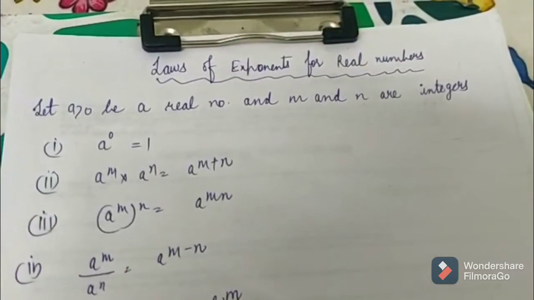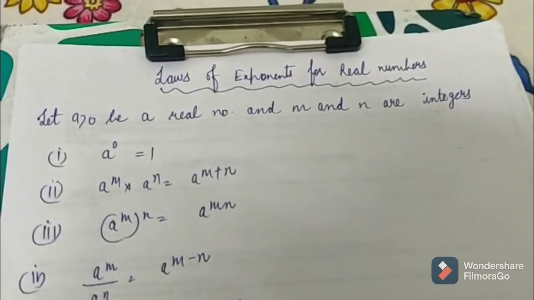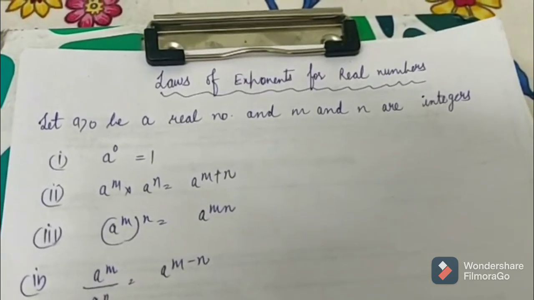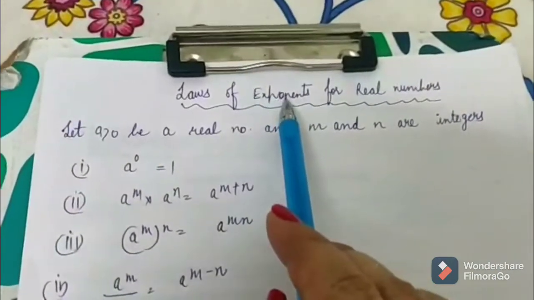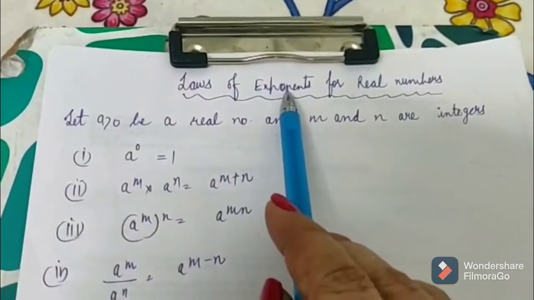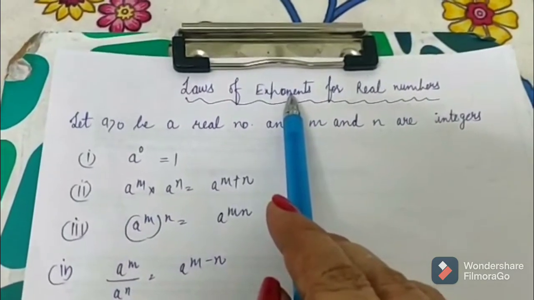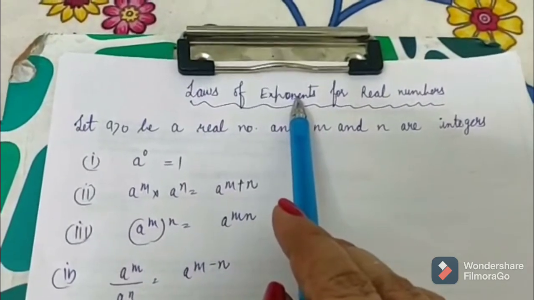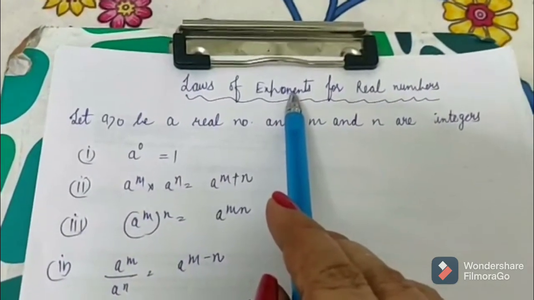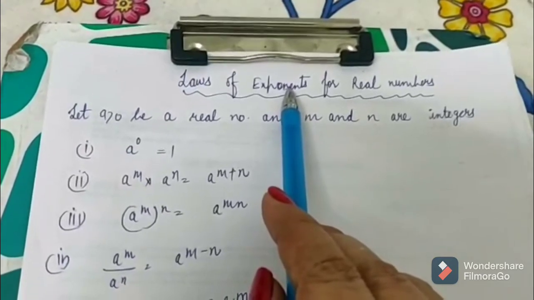Good morning students. Let's start exercise 1.6, which is based on laws of exponents for real numbers. The question is, what do you mean by exponents? Exponents means power. It's a very simple exercise and very interesting exercise, and it's a scoring exercise also. Once you try to understand it carefully and then you practice this, you will be able to score very good marks.